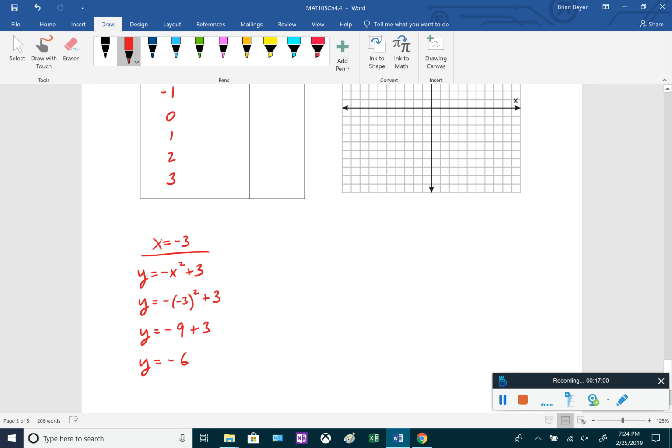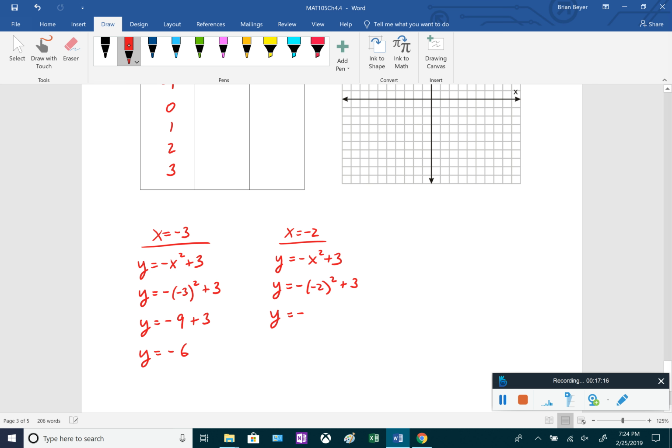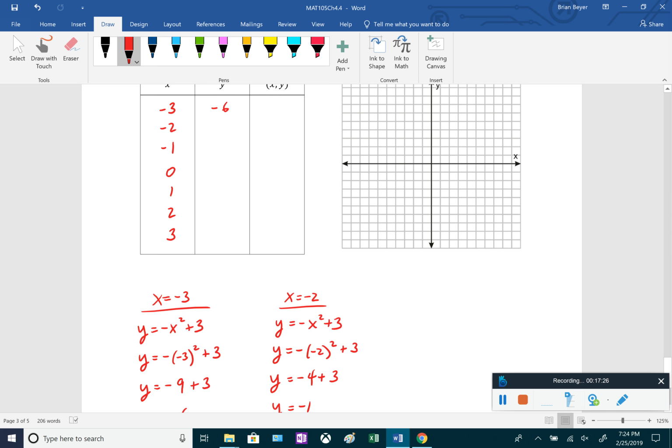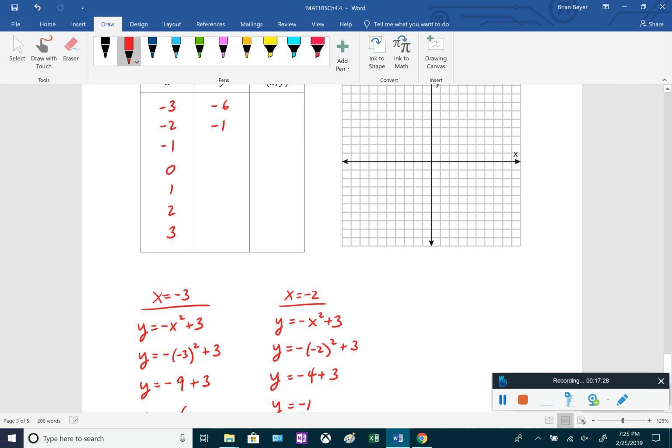Let's do it for negative 2. So y equals negative x squared plus 3. We plug in a negative 2. And we get negative 2 squared is the positive 4, but the negative is still out front. So negative 4 plus 3, which is negative 1. So that's our y coordinate for that one.